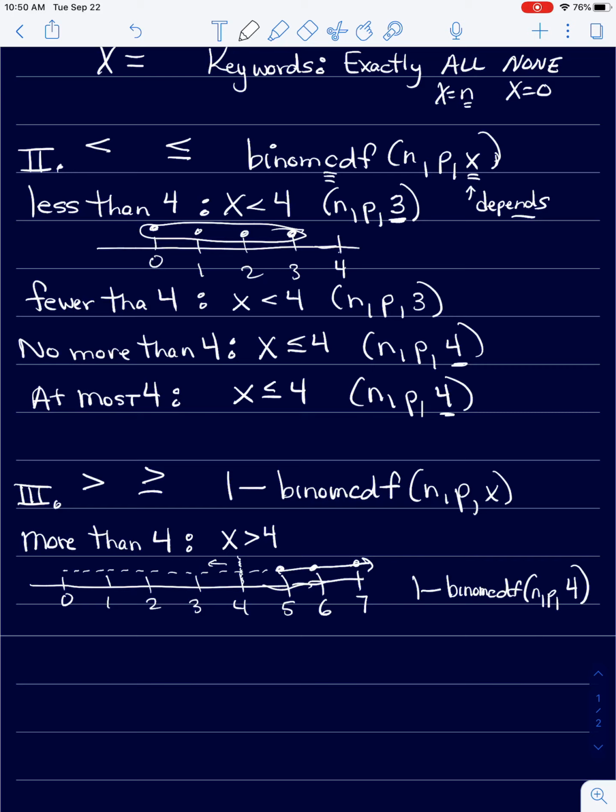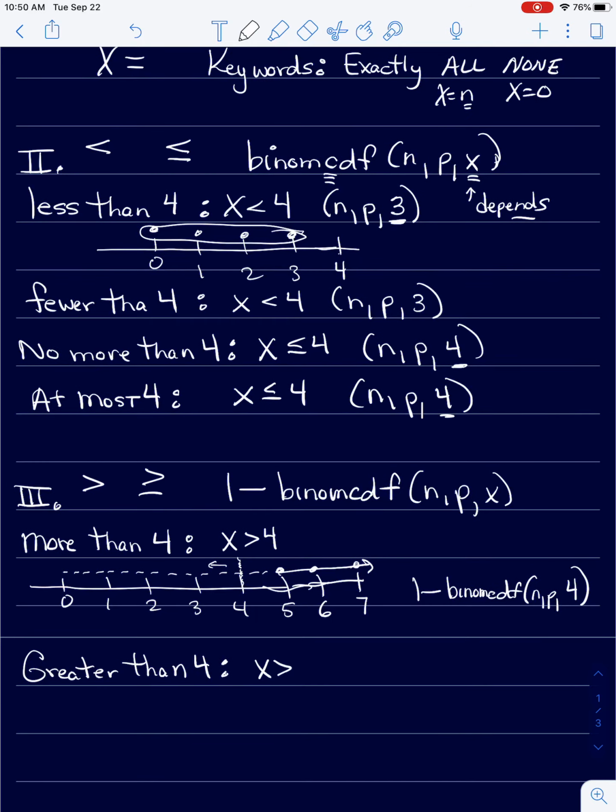All right, let's try again. Let's say greater than 4. So if we want X greater than 4, that should be the same as what we just did: 1 minus the binomCDF(N, P, 4).